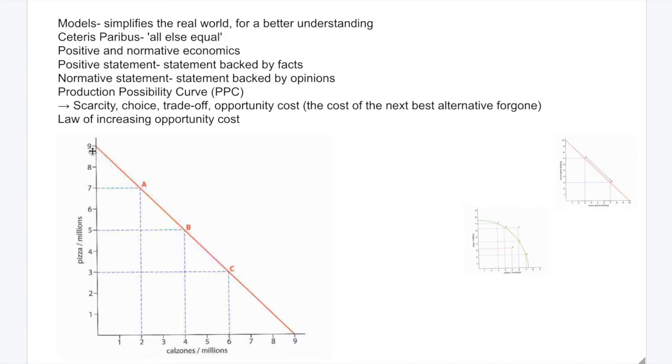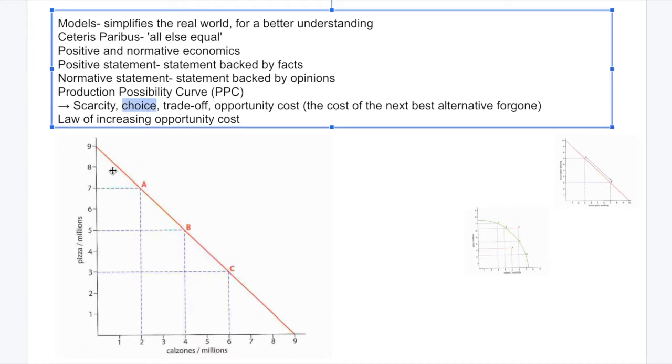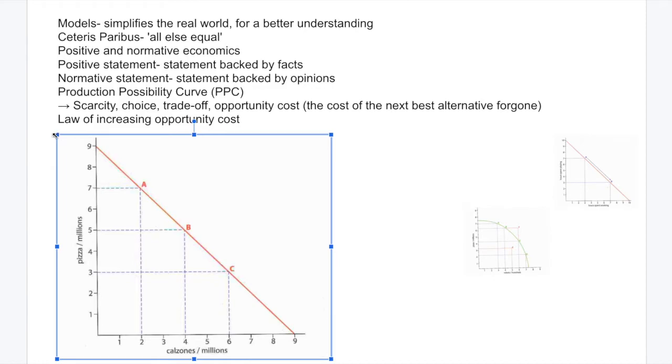But again, it's the same idea, right? The opportunity cost of creating 1 million additional calzones is the 1 million pizzas. The opportunity cost of creating another 1 million calzones is the 1 million pizzas you could have created and the benefit you could have gotten from that. That's the opportunity cost. It's a constant opportunity cost, but the opportunity cost still exists. The trade-off still exists. The choice you have to make still exists, and the scarcity is the scarce resource. So this is still a PPC curve.